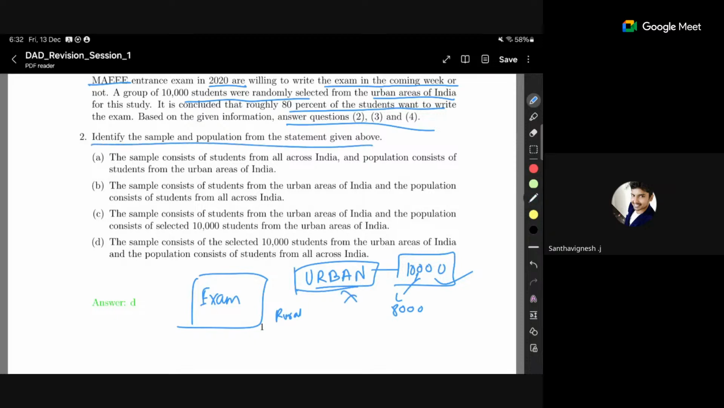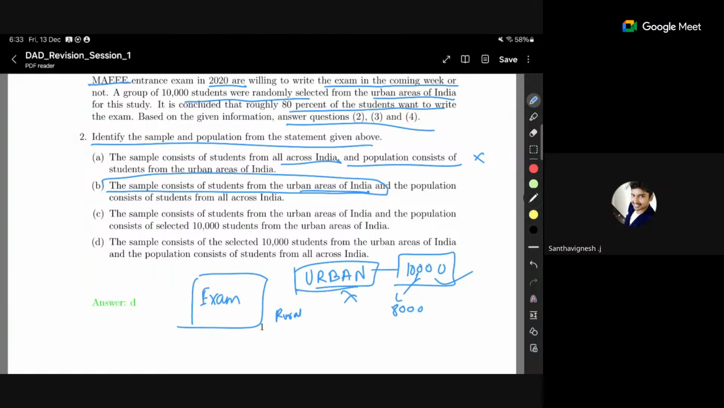So we can see that this is not a good sample, but let's see what the statements given on this population and sample are. The sample consists of students from all across India, and the population consists of students from the urban area. This statement itself is reversed, right? If the population consists of whole India, then it would make sense that the sample is a smaller part of that. So it doesn't look correct at all to me. The sample consists of students from the urban areas. This is correct. So this statement is correct.